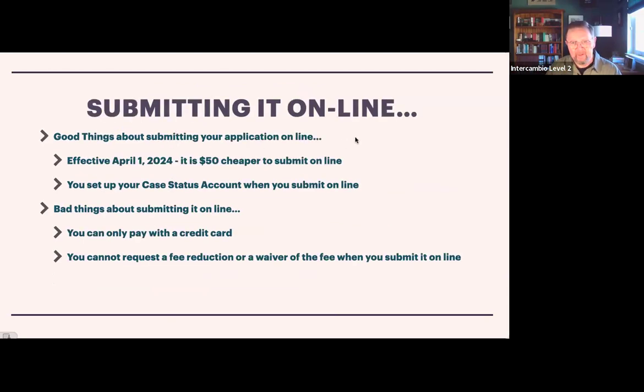Submitting it online, though, has some advantages. A good thing about submitting it online is effective April 1st, it's $50 cheaper to submit it online than it is to mail it in. And also, you set up your case status account immediately. That's the first thing you do when you start the online process. A bad thing is you can only pay with a credit card or a debit card. You can't pay with a check or a cashier's check or a money order. And also, you can't use it if you want to request a fee reduction or waiver because of your household income. So that's the downside.